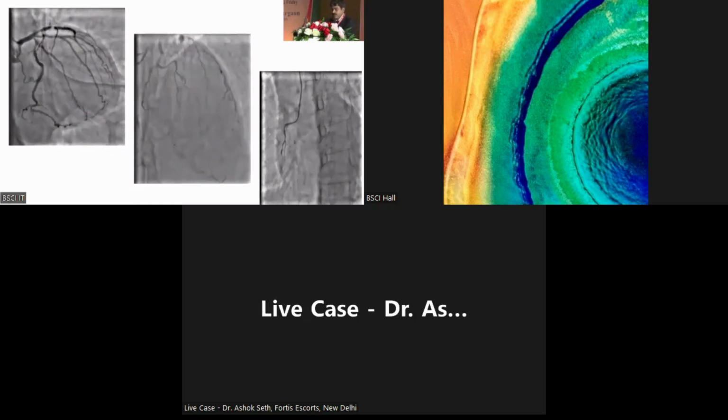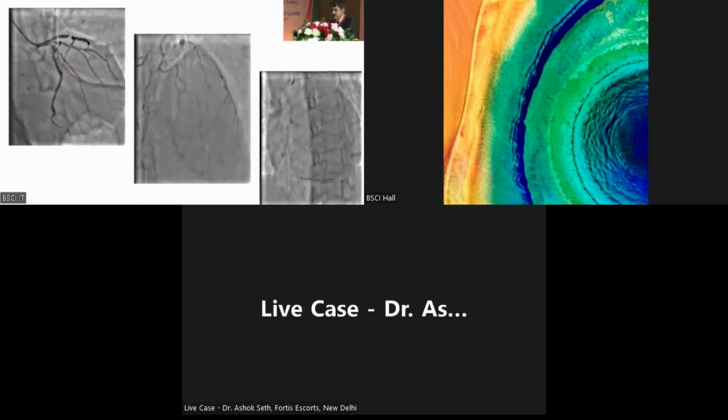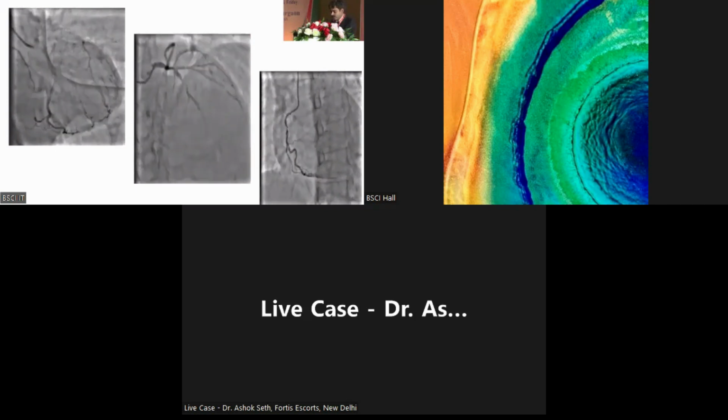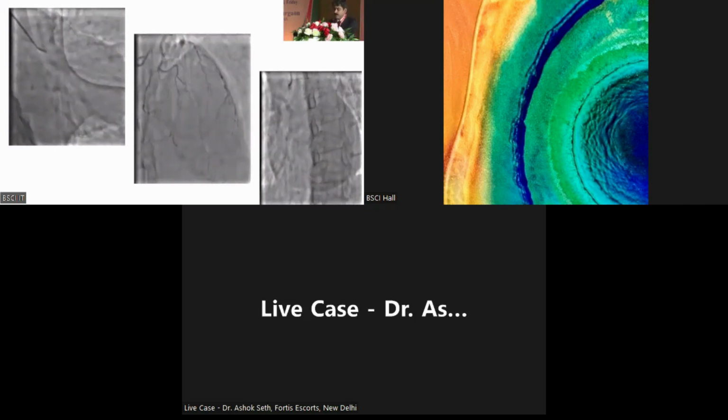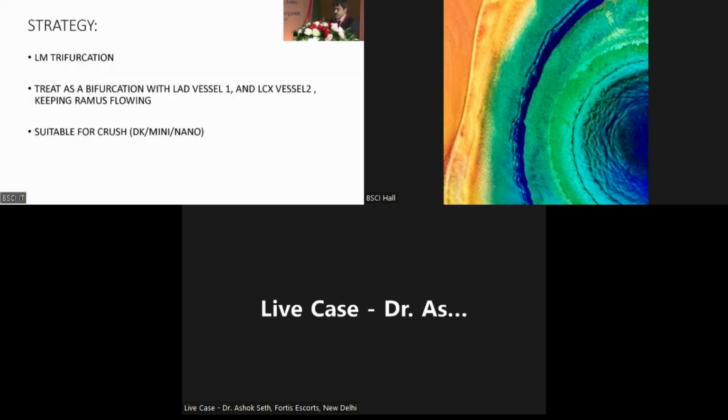The circumflex ostium has significant disease, and the length of the lesion is definitely more than 10 millimeter. And also the LAD proximal part is involved. RCA is non-dominant. Now what to do? Strategy. So this is basically a left main trifurcation, but I am not going to treat the trifurcation. We will keep the ramus only flowing. We will treat the main vessel to the LAD and the circumflex.